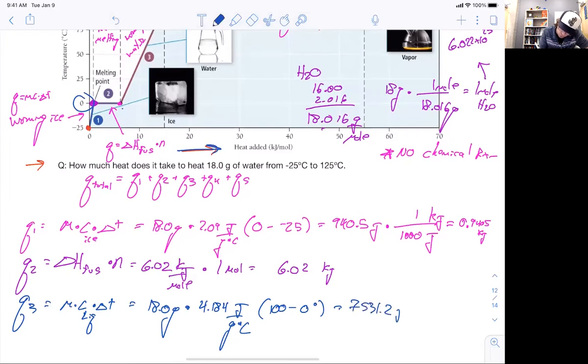This is still in joules, so we want to convert to kilojoules again. We already showed that conversion up here, but we're doing it again. So you get 7.5312 kilojoules. So that's Q3. We're going to end up adding all these together.